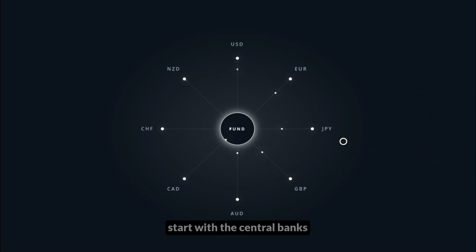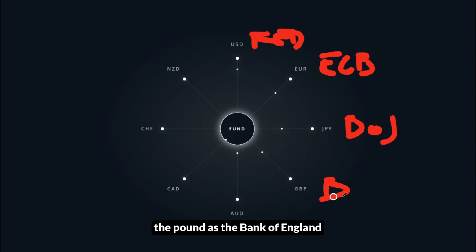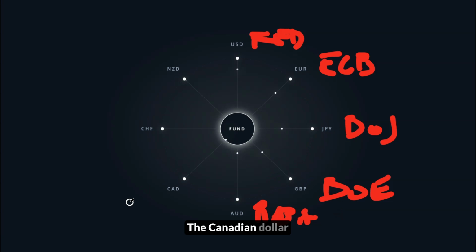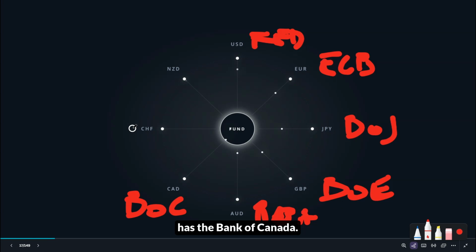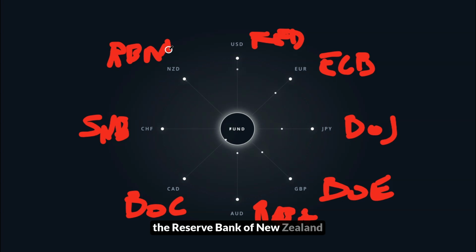So to start with, we're going to start with the central banks and the interest rate part of it. Because every major currency has a central bank influencing the cost and the availability of money in its economy. The US dollar has the Fed, the euro has the European Central Bank, the Japanese yen has the Bank of Japan, the pound has the Bank of England, the Australian dollar has the Reserve Bank of Australia, the Canadian dollar has the Bank of Canada, the Swiss franc has the Swiss National Bank, and the New Zealand dollar has the Reserve Bank of New Zealand.